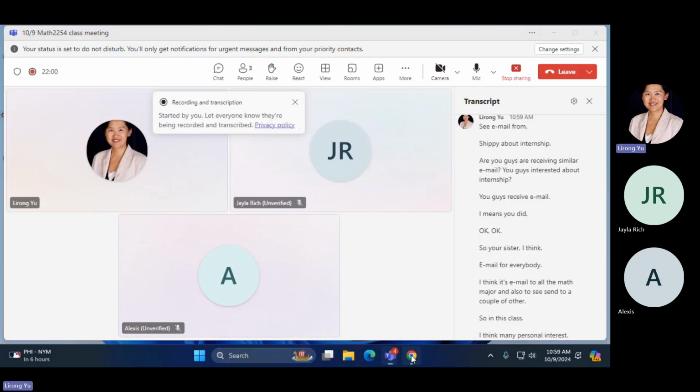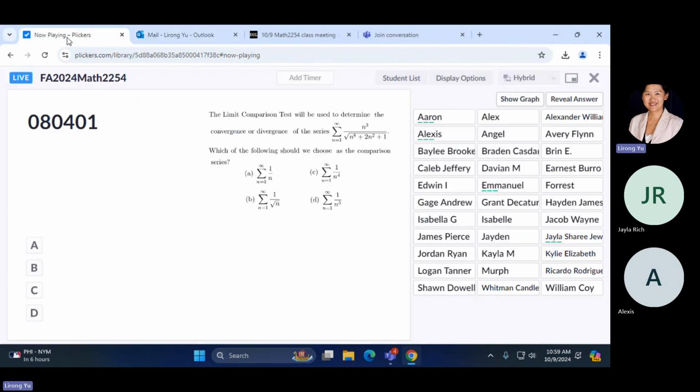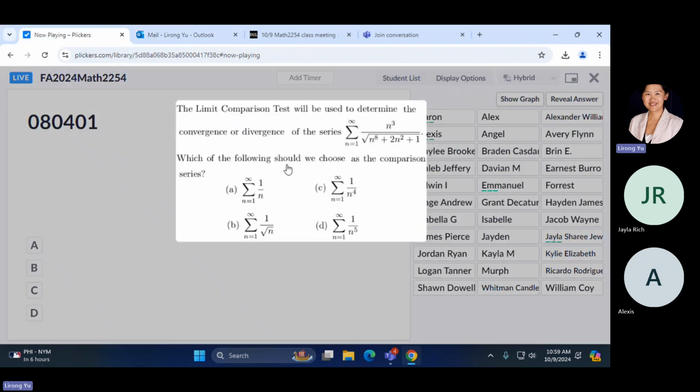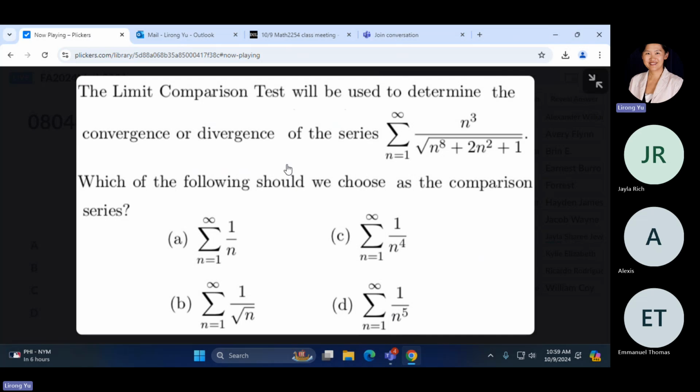All right, for today's assignment, we are looking at a comparison test question. If you look at it, it's not a geometric series, it's an algebraic function in the series. You have a polynomial in the numerator, and in the denominator we have a root of a polynomial. So the main concern will be the power, and when n goes to infinity, the main concern will be the highest power.